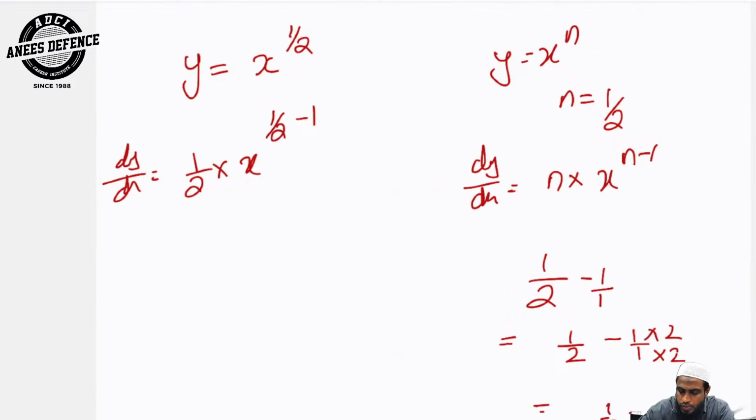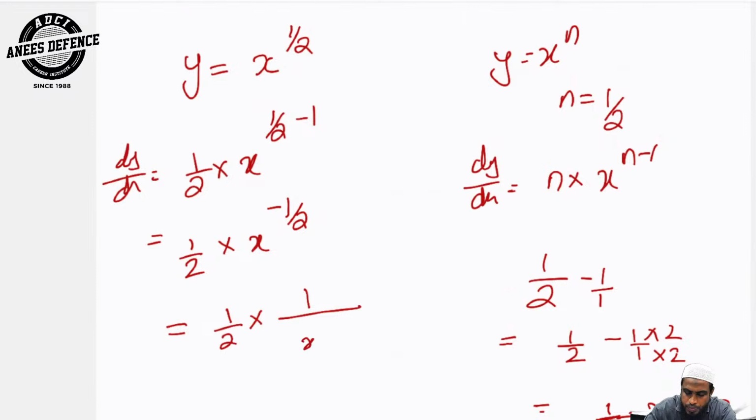1 by 2 minus 2 by 2. Now the denominator is the same in both cases, so you can combine them: 1 minus 2 by 2. What is the answer? Minus 1 by 2. So you can write 1 by 2 into x raised to minus 1 by 2. If a power is above, it can be written below also, so minus will become plus. X raised to minus 1 by 2, when it goes to the denominator, becomes x raised to plus 1 by 2.